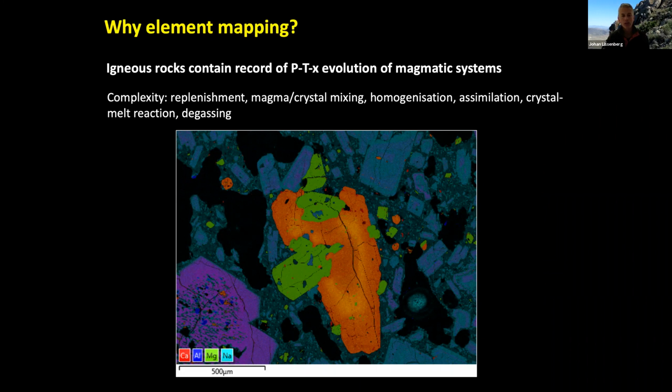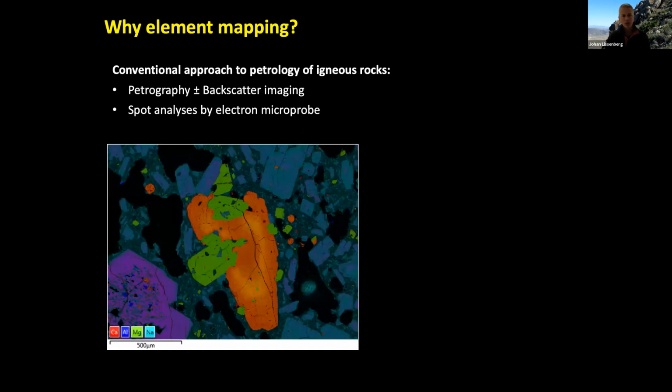Reservoirs are often replenished, leading to mixing between magmas, their crystal cargo, homogenization, assimilation, crystal-melt reaction, and also degassing, all of which lead to compositional complexity of the system, which we then find ourselves studying in the igneous rock record. So the conventional approach to reconstructing that history is to do petrography, plus or minus backscatter imaging, and then follow that up by spot analyses on the electron microprobe of selected targets.